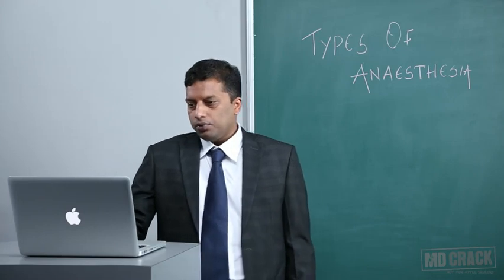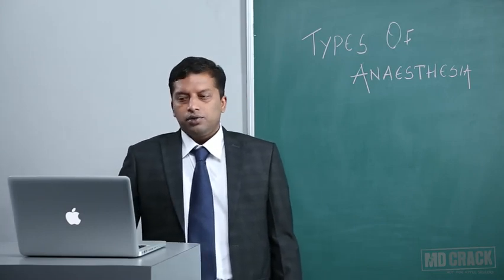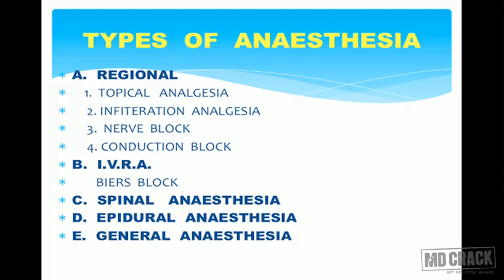Now coming back to types of anesthesia, anesthesia could be divided into two types, that is regional and general. But regional anesthesia per se can be given in different forms. Regional anesthesia could be divided into topical anesthesia or topical analgesia, that is surface anesthesia. This form of anesthesia can be achieved not by injecting a drug or anything, but by applying the drug to the surface. This form of anesthesia is called topical analgesia.